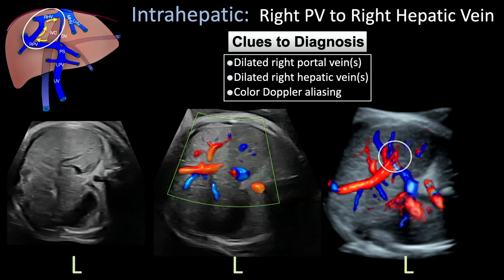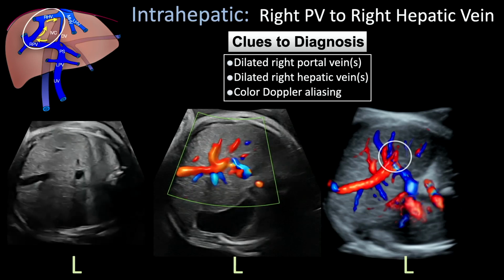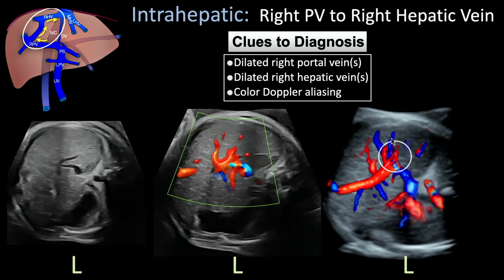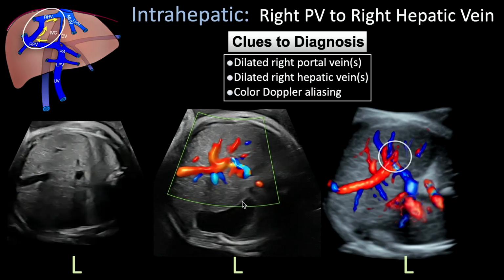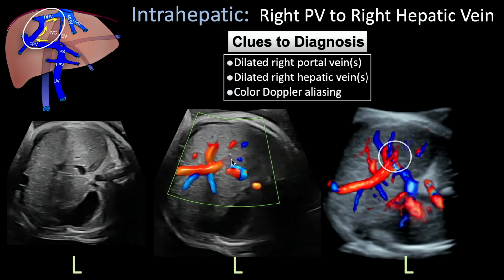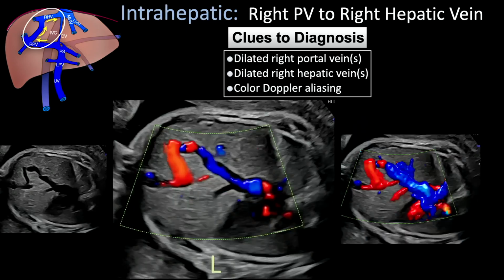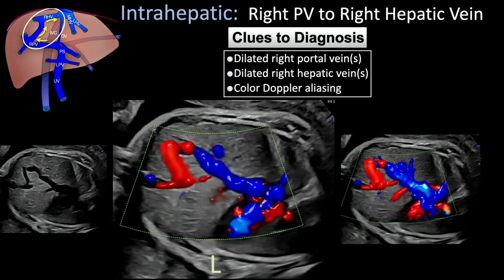And this is a right portal vein to a right hepatic vein. Again, it's the same concept. And you see here the right portal venous system connecting with the right hepatic vein into the IVC. And you see it right here on color, just a direct connection where the aliasing is between the two systems. And here's another example right here of a right portal vein to a right hepatic vein.